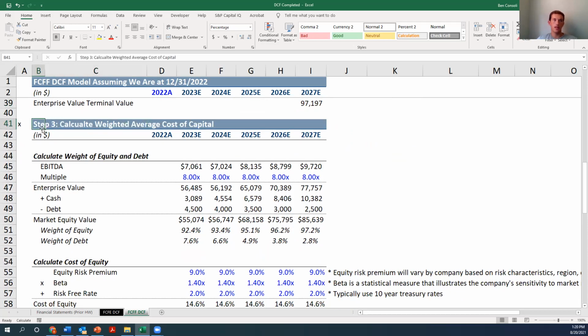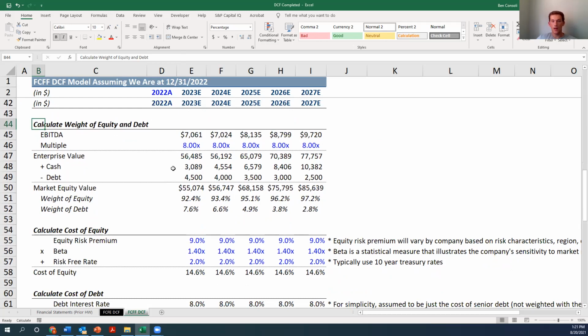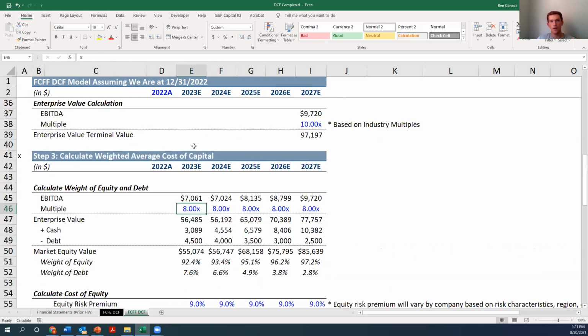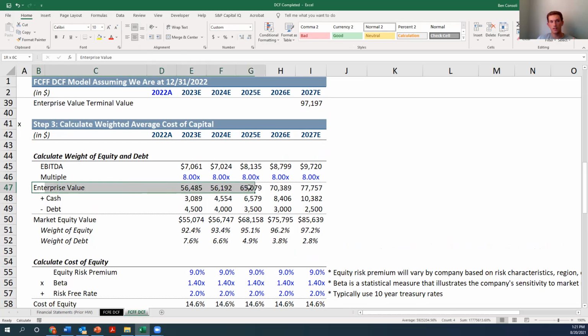For step 3, you go into calculating the weighted average cost of capital. What you have to do, like we talked about, is arrive at the weight of equity as well as the weight of debt. So you have to get the market value of the equity at every point in time, so that you understand what the weight of the equity is compared to the market value of debt. To arrive at enterprise value and then get down to equity value, you start with EBITDA multiplied by the multiple, and that gives you enterprise value.